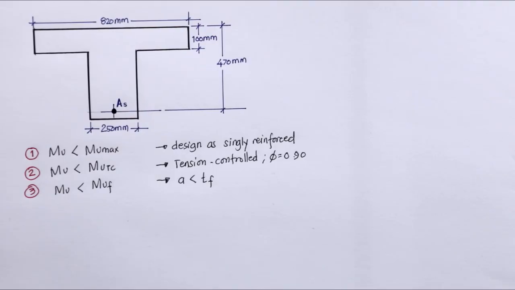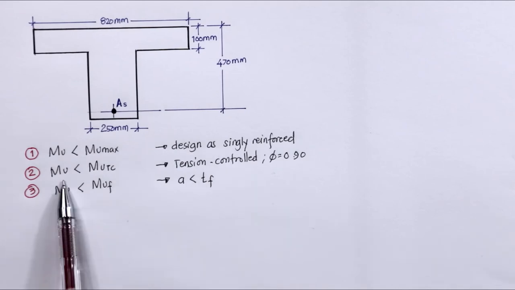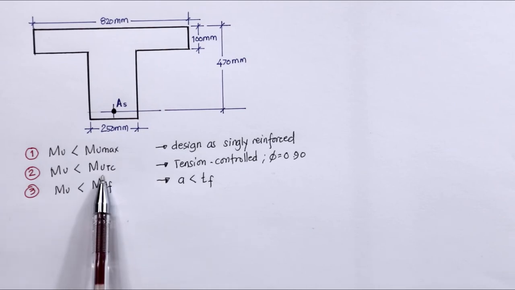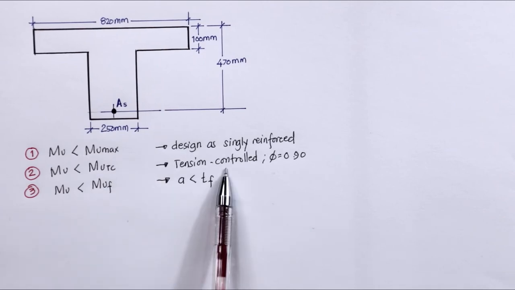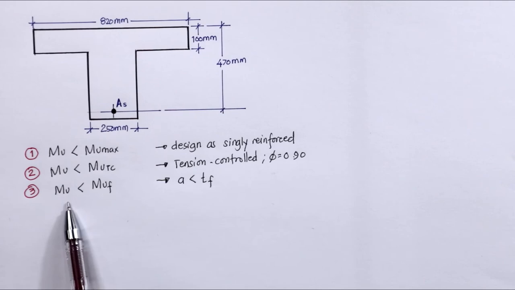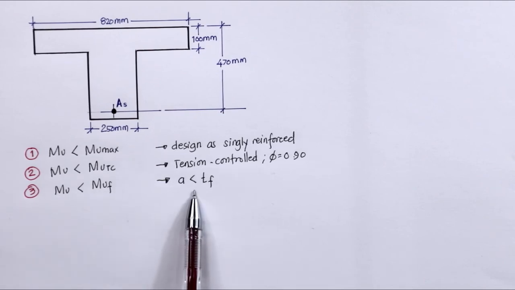Ito ngayon yung summary na nakuha natin from step 1 to step 3. Sa step 1, the value of Mu is less than Mu max, kaya i-design natin yung beam as singly reinforced. Sa step 2, yung value ng Mu is less than the value of Mutc, therefore, i-design natin yung beam as tension controlled, kaya yung gagamitin na value ng reduction factor is 0.90. Sa step 3, yung value ng Mu is less than the value of Muf, therefore, the value of a is less than the thickness of flange.